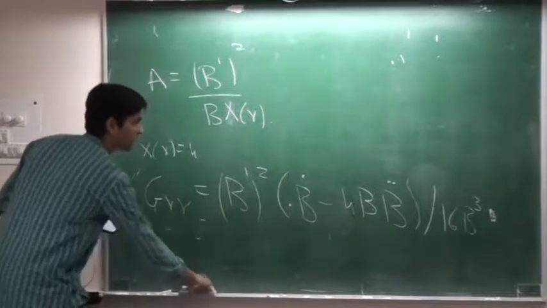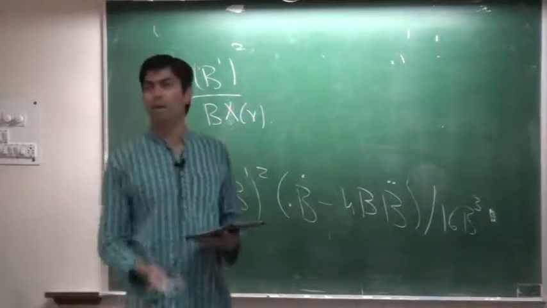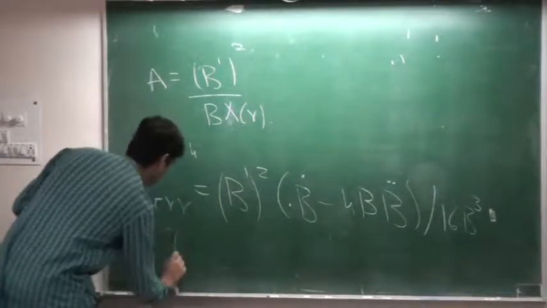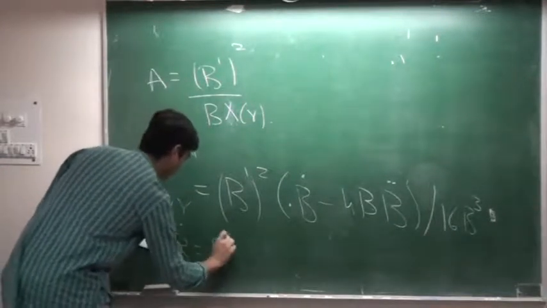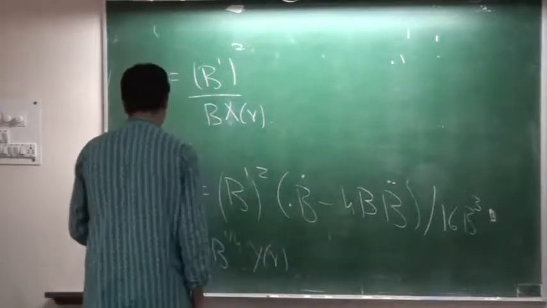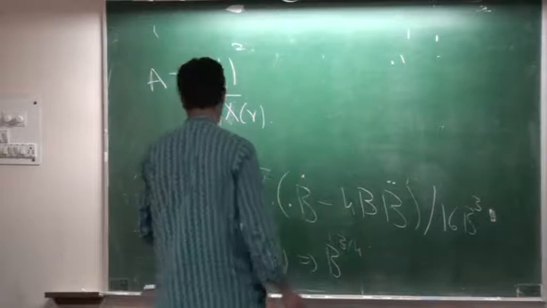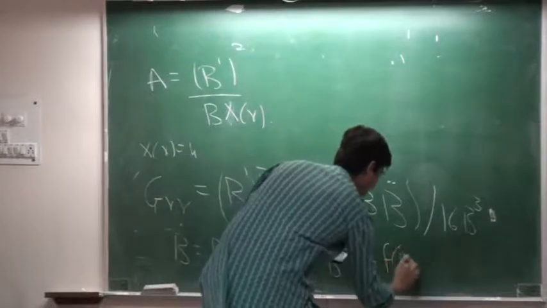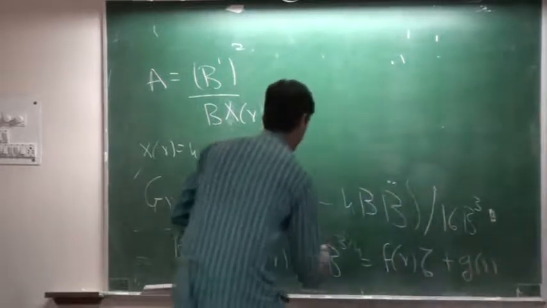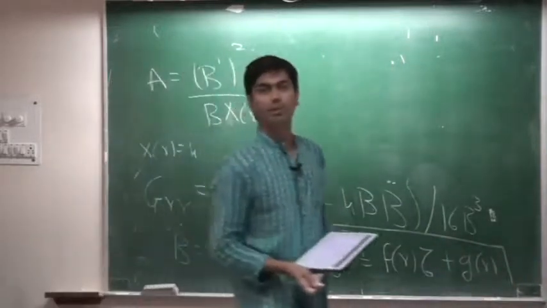It requires B dot. Right? If you want to set GRR equal to 0, then GRR also has to be 0 because there's no TRR component. So if you set GRR equal to 0, then you get B dot is equal to some B to the 1/4 into some Y of R, and that implies that if you integrate this once more, B to the 3/4 is equal to F of R tau plus G of R. So I'm just integrating the Einstein equations and I'm getting this.